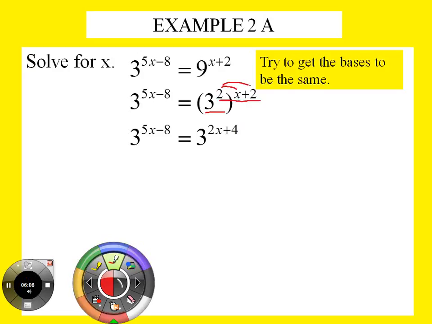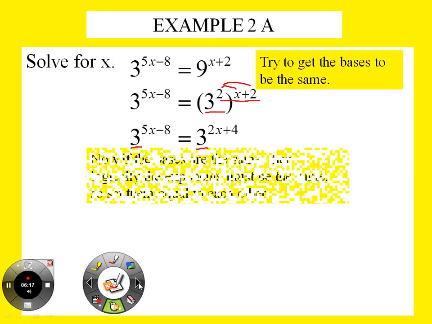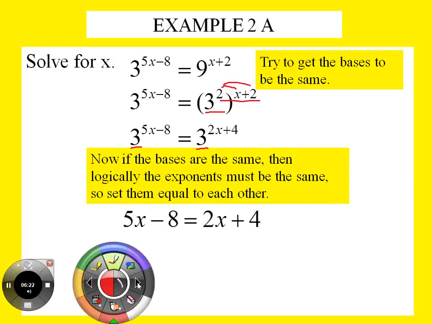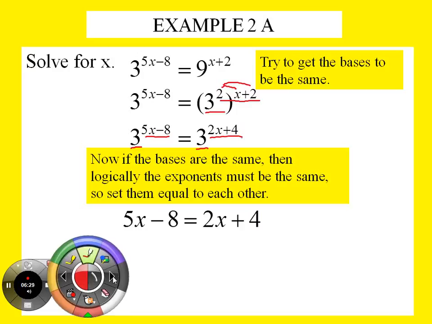That makes sense. And now logic would say that, hey, look, the bases are the same, so therefore the exponents have to be the same. So we just set the exponents equal to each other. And so 5x minus 8, we're just focusing on the exponents, and we're setting those equal to each other, and then we just solve for x. So, of course, I added 8, and then divided by 3, so I got x equals 4.